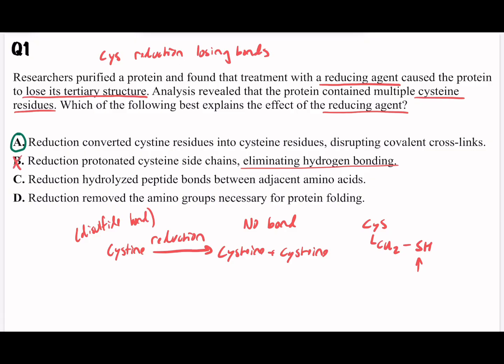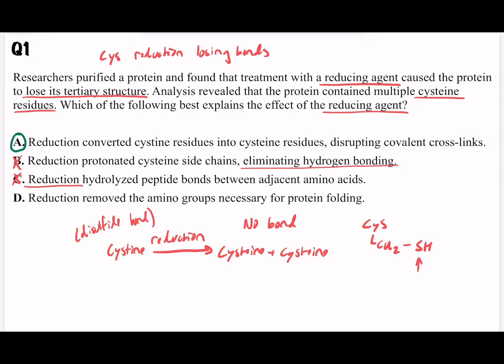Moving on, C, reduction hydrolyzed peptide bonds between adjacent amino acids. So this isn't the case. Reductions don't hydrolyze peptide bonds. Remember, hydrolysis of a peptide bond isn't redox. So while hydrolyzing the peptide bond, which means to separate a peptide into its component amino acids, probably would have a significant effect on tertiary structure, this reaction is not a reduction. And so that's why that answer choice is false.